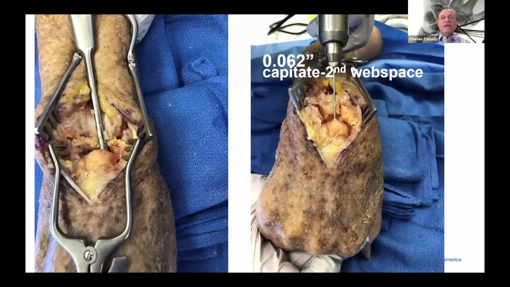perilunate is still dislocated, I place a 0.062 inch K wire from the capitate through the second intermetacarpal space. So this is something I learned from rheumatoid wrist fusion surgery from my mentors. You have to make sure that it's a little bit ulnar. If it's radial, it's going to end up in the scapholunate interval. So you want to have it that way.